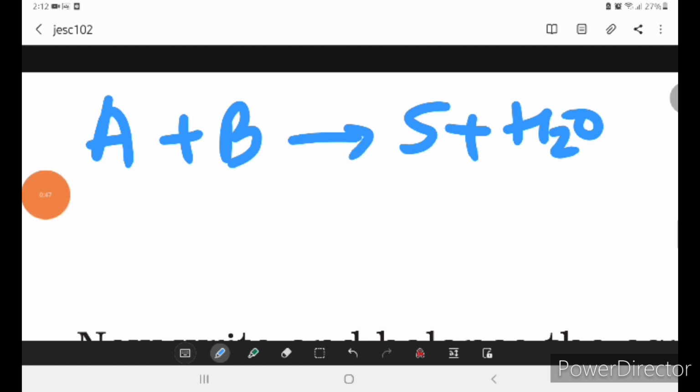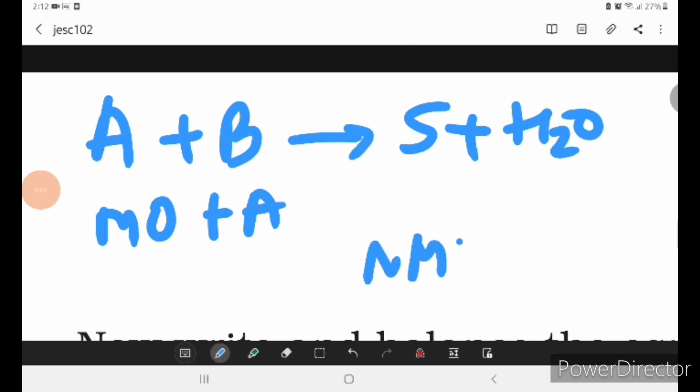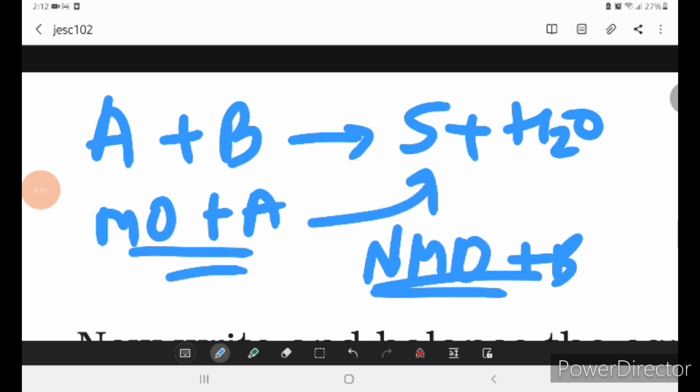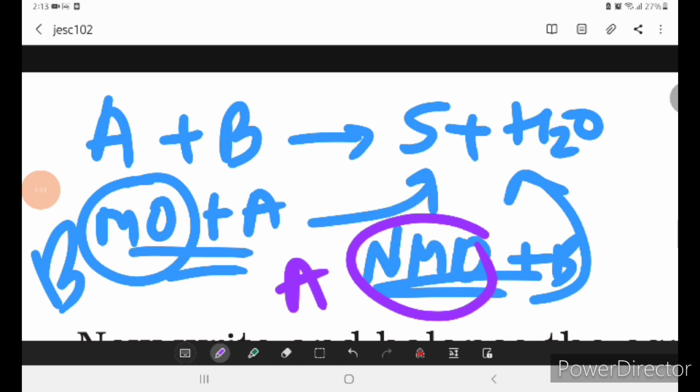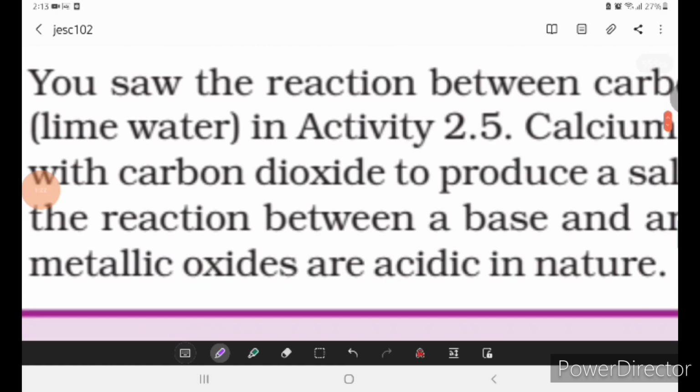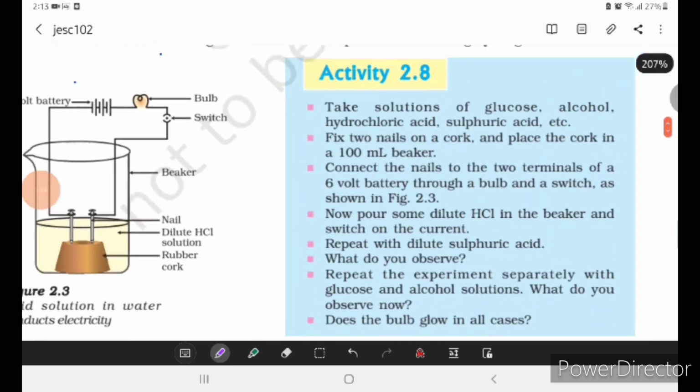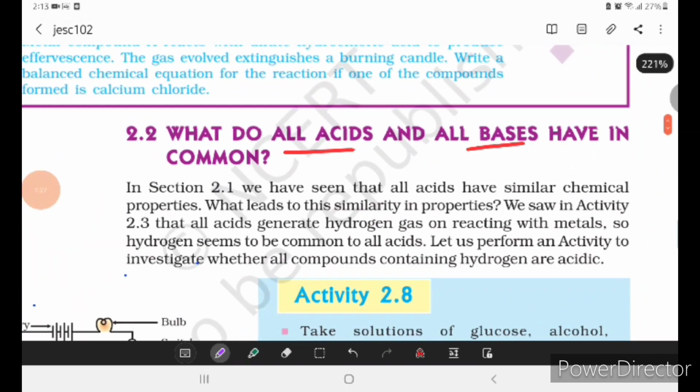Similarly, we have also seen the reaction of metal oxides with acids and non-metal oxides with bases, where these two give the same product, that is salt plus water, which is very similar to the neutralization reaction. From this we can conclude that metallic oxides are basic in nature and non-metallic oxides are acidic in nature. This is what we discussed in our previous video. So in today's video we are going to discuss what all acids and all bases have in common.